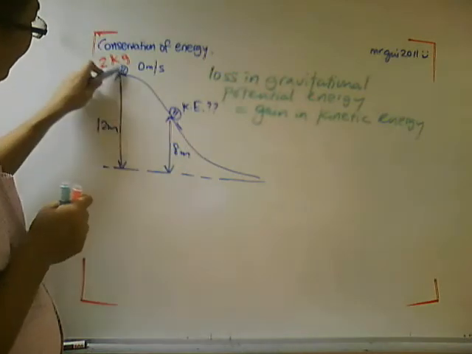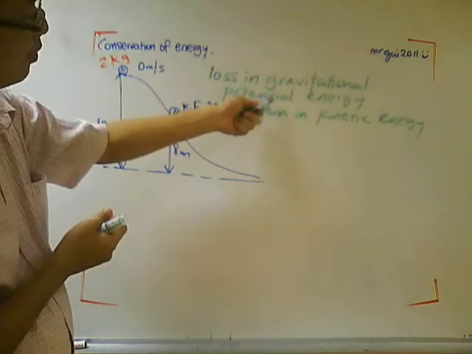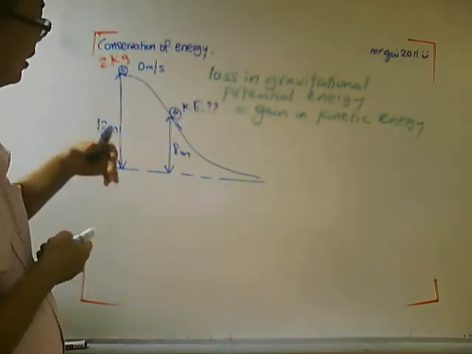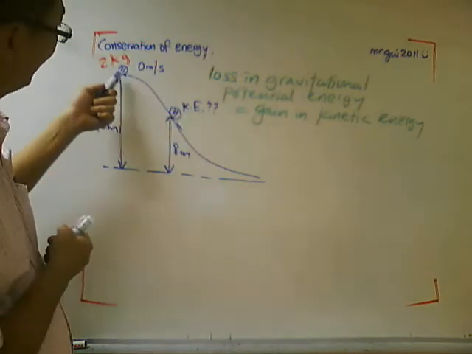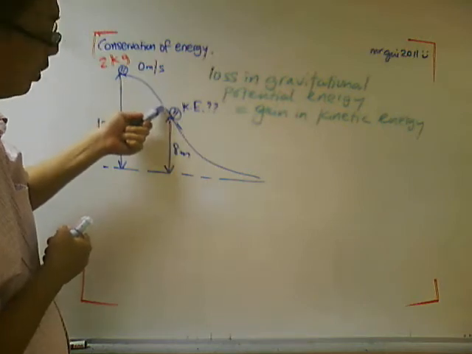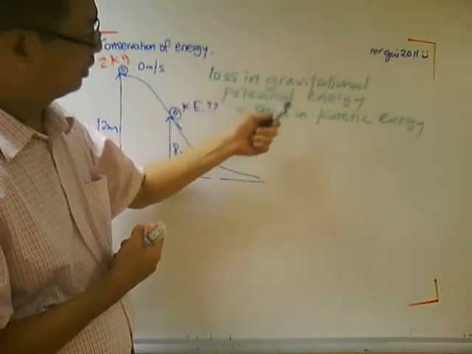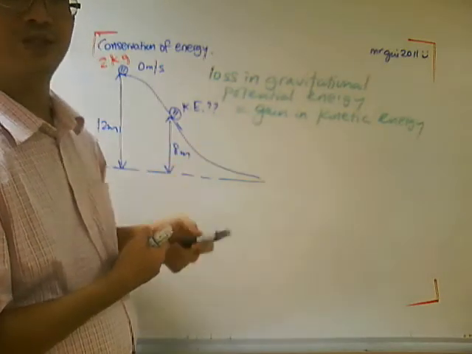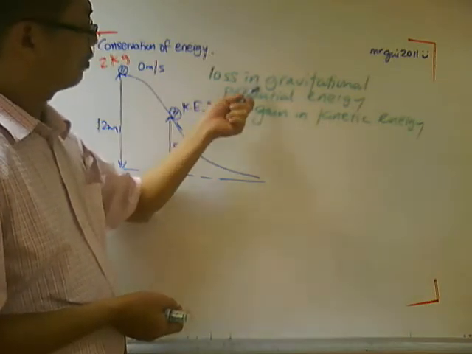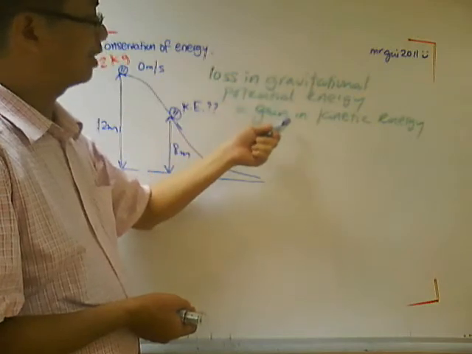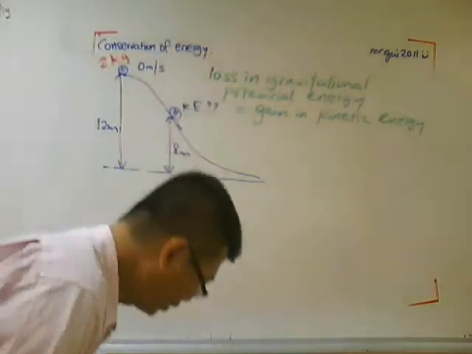Meaning that as the ball gets lower and lower, it loses height, it loses gravitational potential energy. This energy is converted to kinetic energy, meaning as the ball goes lower and lower, it gets faster and faster. There's a decrease in potential energy and there's an increase in kinetic energy. If we neglect work done against air resistance and friction, whatever loss will be equal to whatever gain in terms of energy. So let's take this equation.